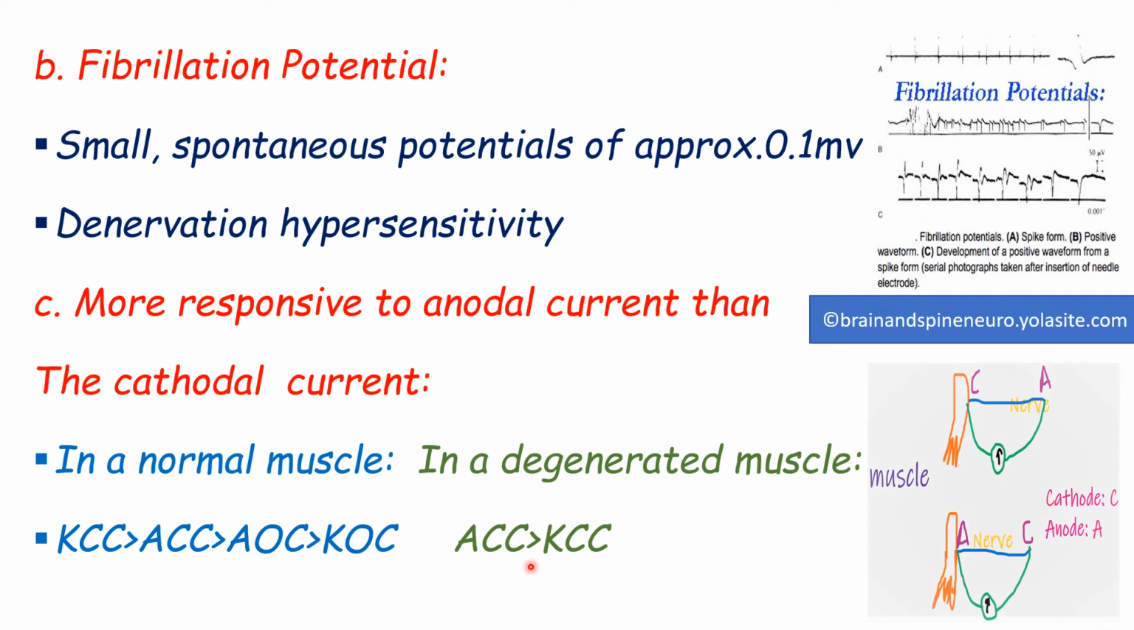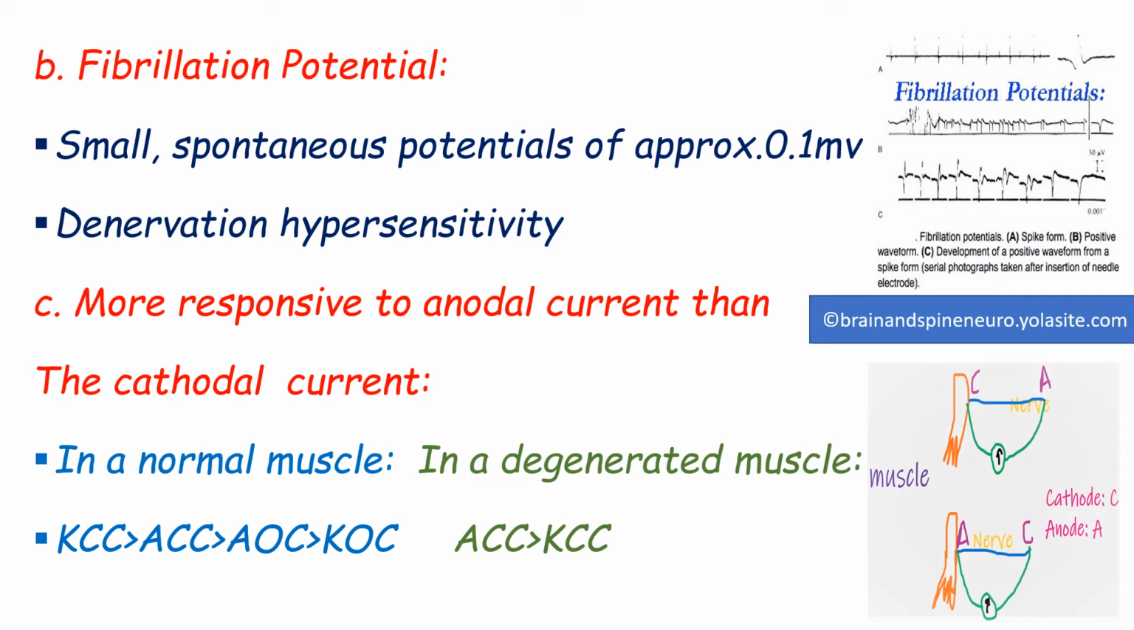The current needed for contraction is less when the anode is the stimulating electrode as compared to the current needed for contraction when the cathode is the stimulating electrode. That is, the muscle will be easily stimulated when we are using the anode as the stimulating electrode as compared to the cathode. So the muscle is better responsive to the anodal current than the cathodal current. So I am clear now.